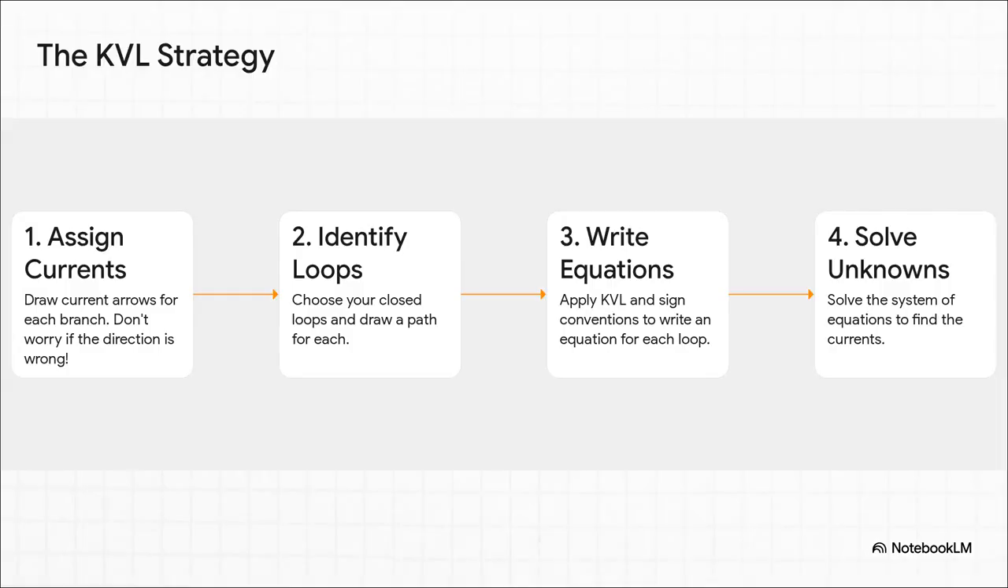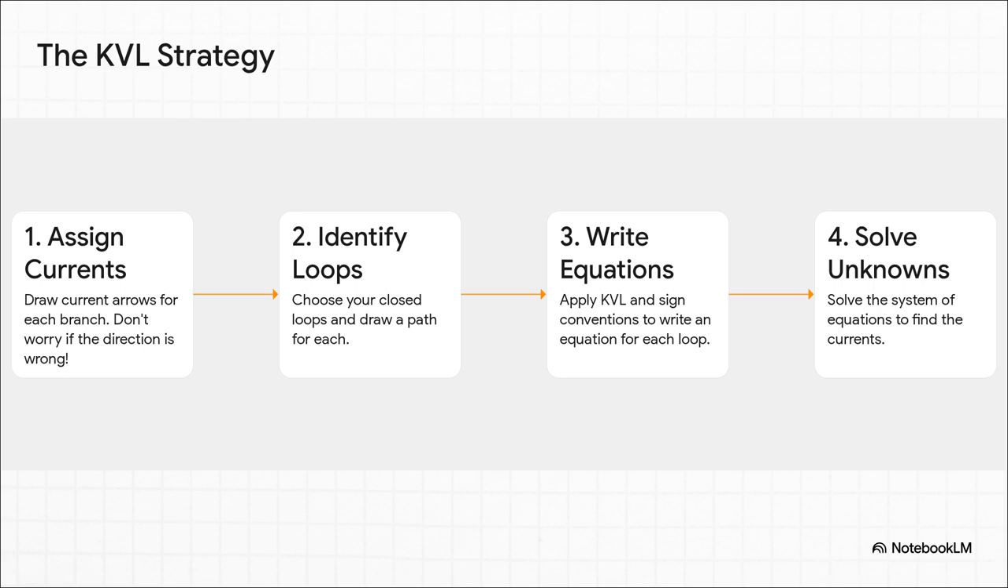Let's walk through them. Step 1. Assign your currents. Just draw an arrow for the current in each separate branch. And here's the best part. You literally can't get this wrong. If you guess a direction and it's backwards, the math will just give you a negative number at the end, which tells you to flip the arrow. Easy. Step 2. Identify your loops.